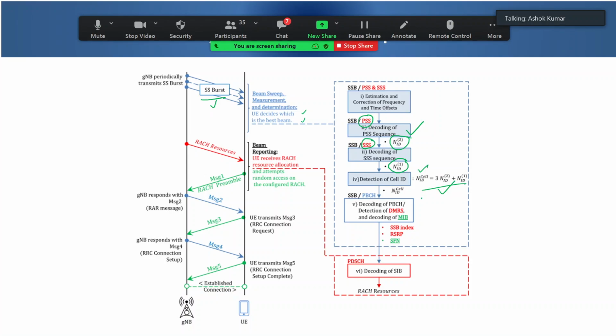After that, from the PBCH in the SS block, we also saw that there is a physical broadcast channel. It will be able to decode the PBCH, and it will also be able to decode the DMRS, demodulation reference signal, and also the master information block. We have not gone through the MIB, SIB concept, but just understand that it is getting all the required information to latch on to the network within that synchronization signal block.